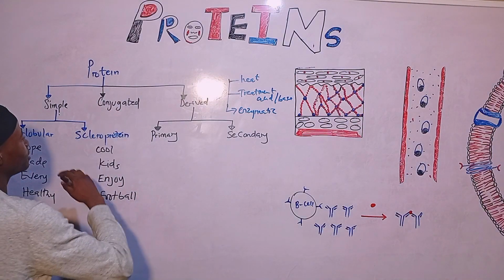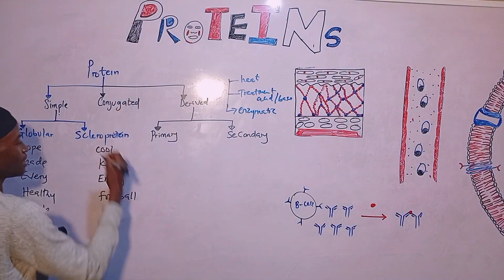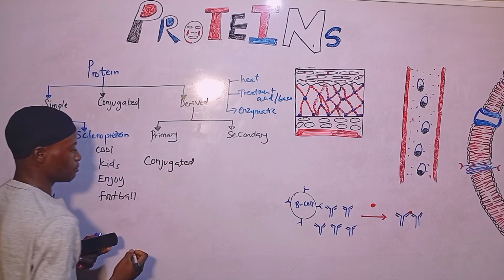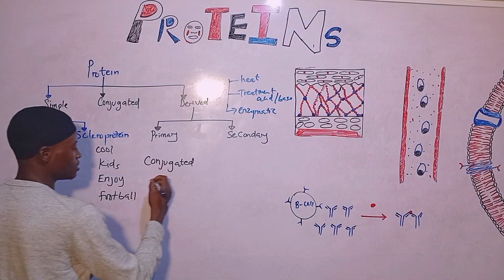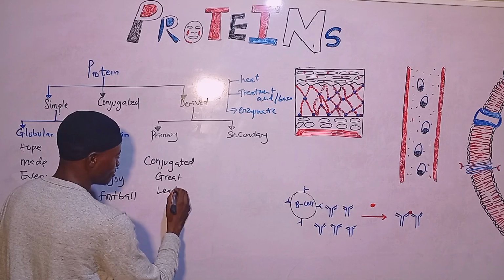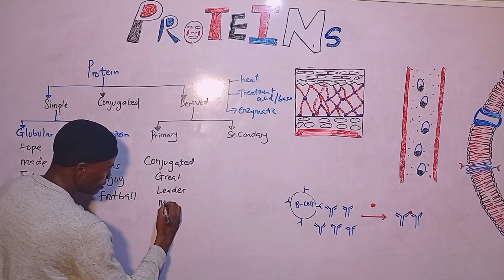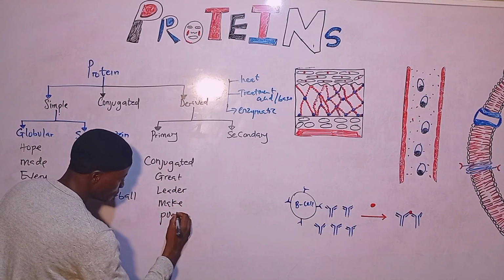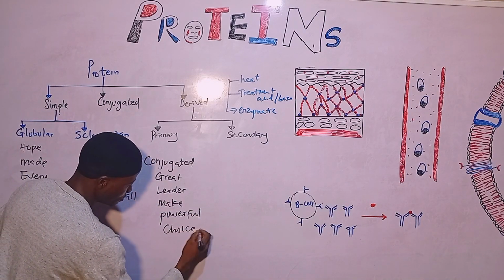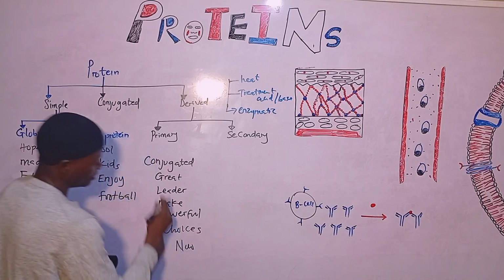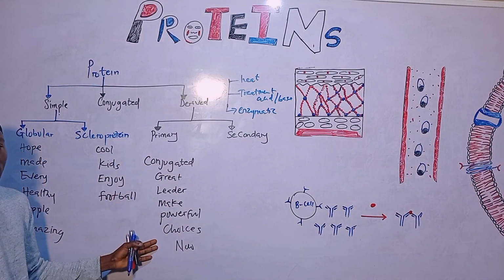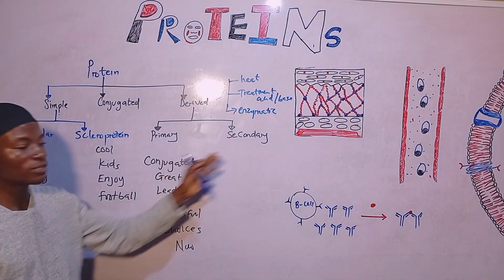Then under conjugated protein, we have different things. Let me just put it here. For conjugated protein, the mnemonic is "Great Leader Make Powerful Choices Now." You understand? Great leader make powerful choices now is an example for conjugated protein. I'm going to give you what it actually means. Then the primary and secondary, I'm going to give you later.